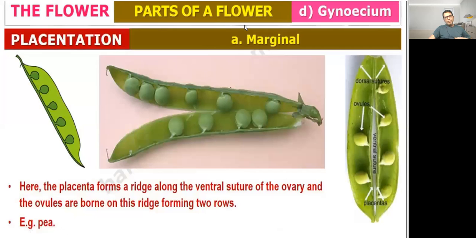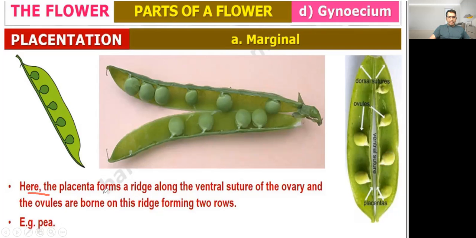First, marginal placentation. The best example of marginal placentation is this sweet pea. Here, these are the ovules, this is the ventral surface, and these are the placental lines with which these ovules are connected.